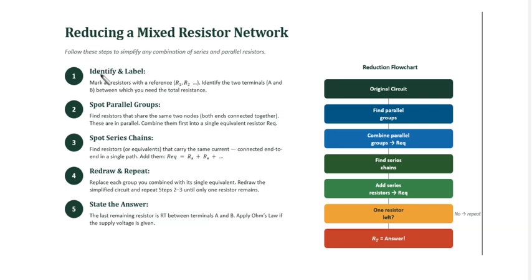All right. The first one is to identify and label. So mark all the resistors with a reference R1, R2. You can say RA, RB, RC till RN. But any notation you are using, just stay consistent with it. Okay, identify the two terminals between which you need to take the total resistance.